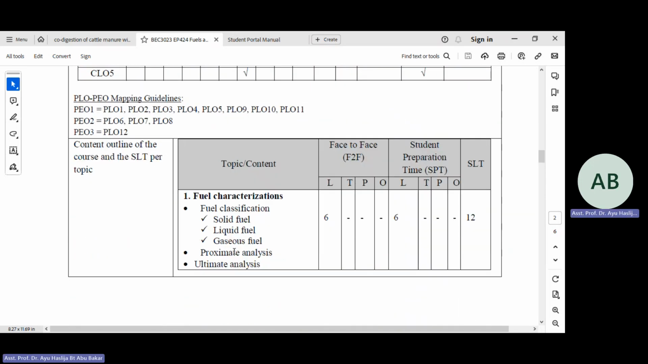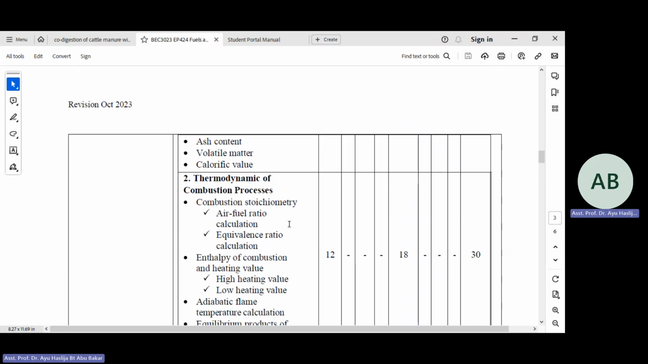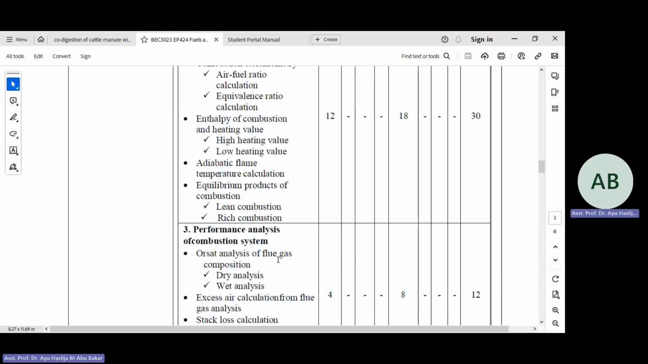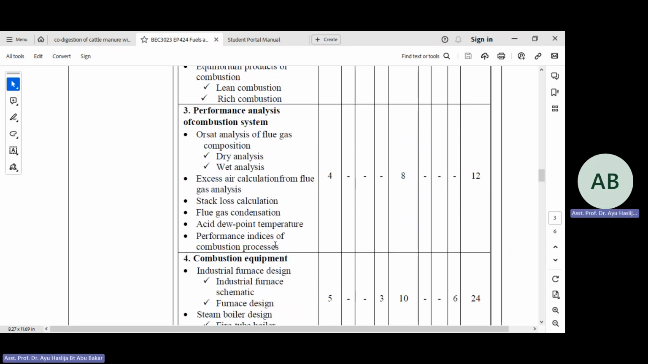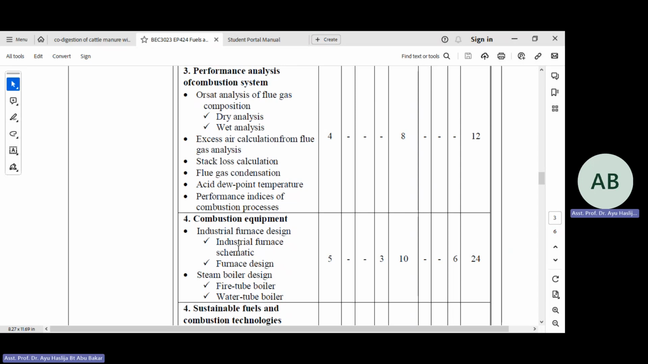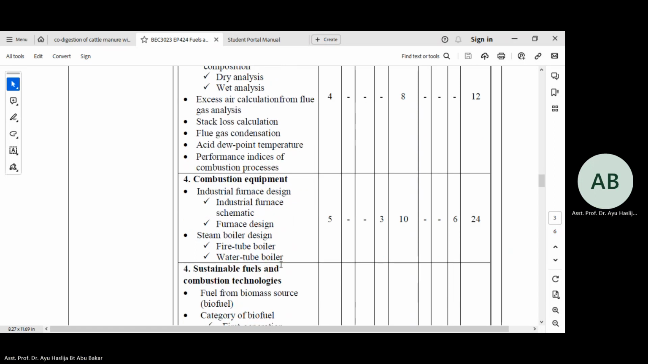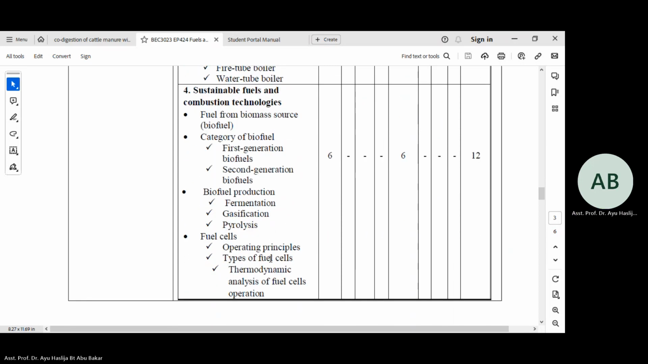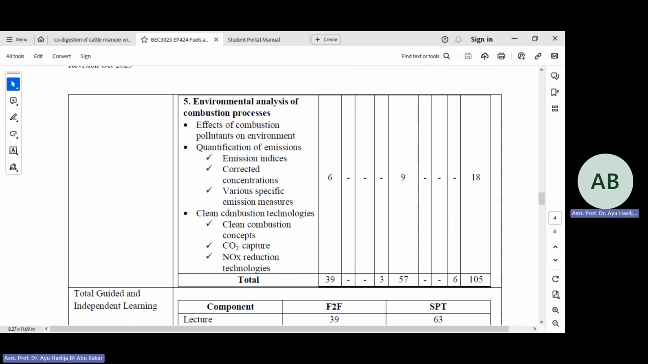Okay, so these are the topics: fuel characterization, then thermodynamics and the combustion process. This one will involve a lot of calculation. Then performance analysis of combustion systems. Then combustion equipment; you will not design, you will only be introduced to the design. Then sustainable fuel and combustion technologies, with some introduction to fuel cells as well. And the last part would be the environmental analysis, the calculation of emission index, everything.